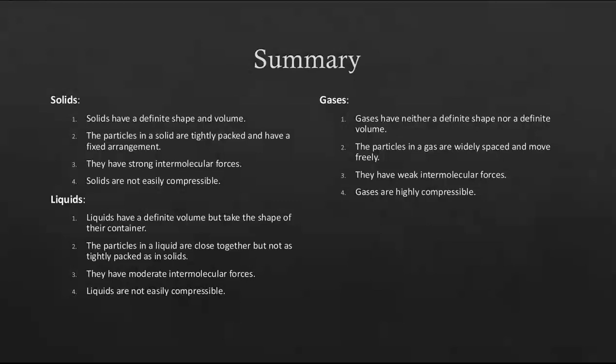And then finally, with our gases, they have neither a definite shape nor a definite volume. The particles in a gas are widely spaced and can move freely and move randomly in different directions. They have weak intermolecular forces and they are highly compressible. So as I said, their structure is randomly arranged. They move quickly in all directions, which gives us gas pressure. And the particles are not close at all. They are very, very far apart.